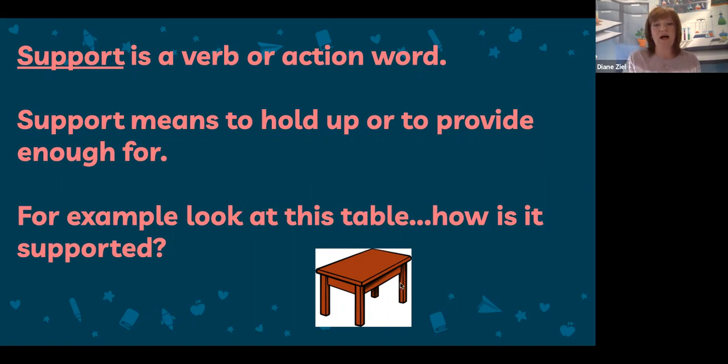If you said, well, the support is the four legs, without all four legs stable and working, this table would not be able to stand up, you would be correct. So the legs of a table are an example of a support.